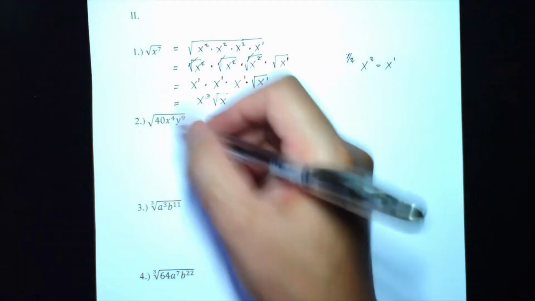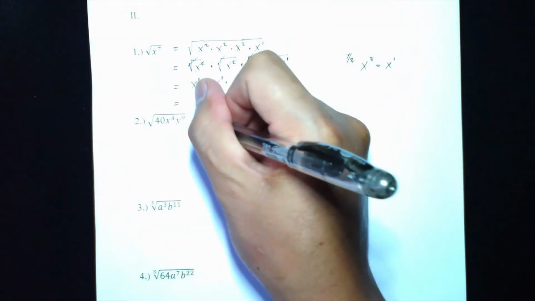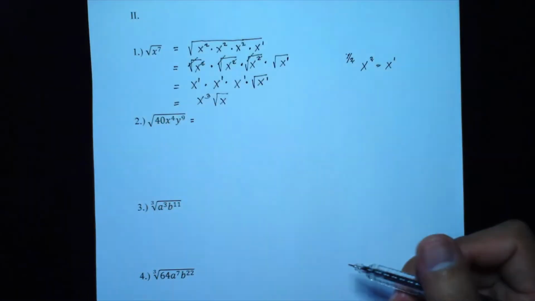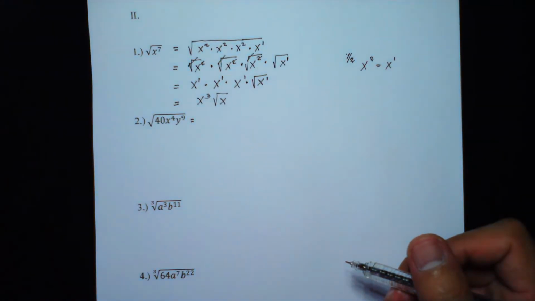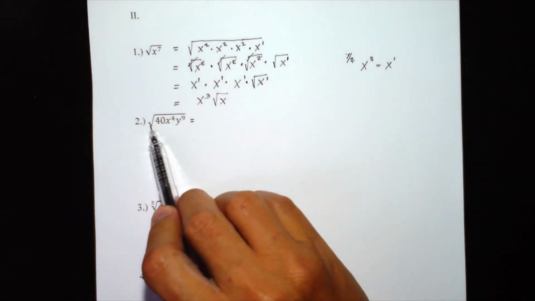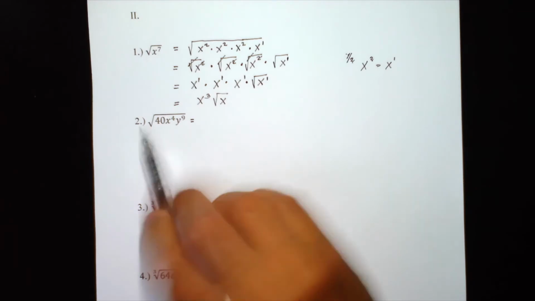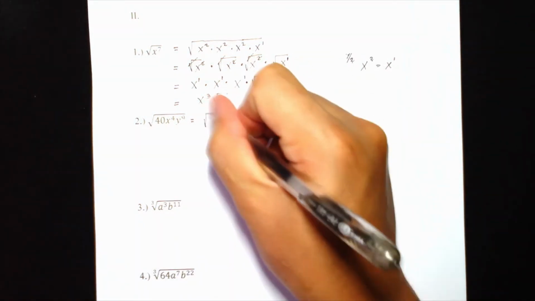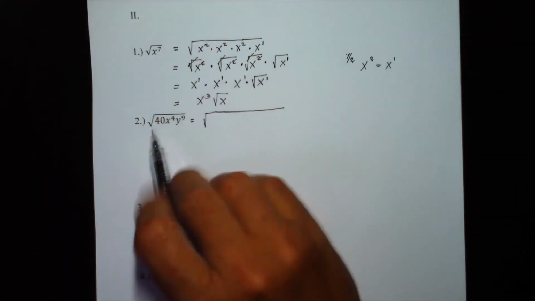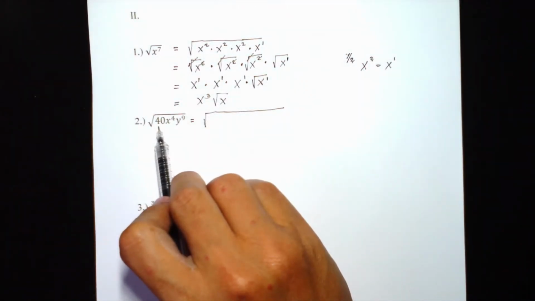Next, let's have example number 2. Same process. We need to factor the radicand with respect to the square root. So we have the square root of 40. Since 40 is not a perfect square, therefore we think of two numbers whose product is 40.